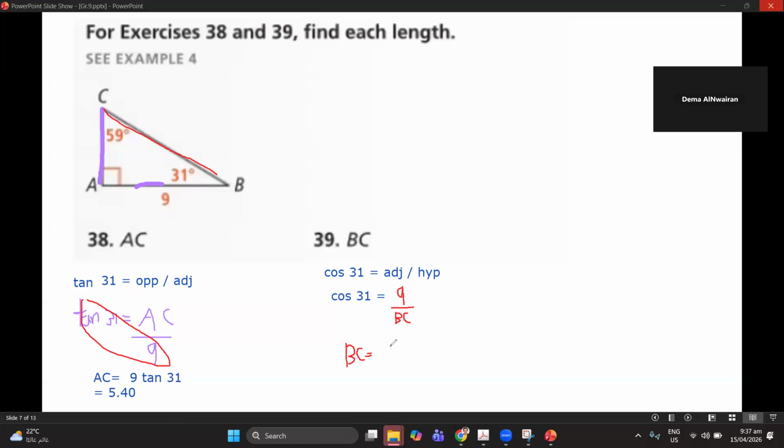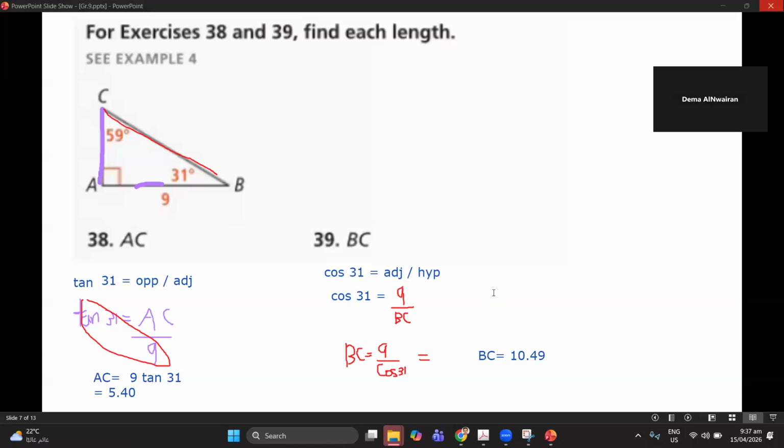So here BC will be 9 over cosine 31. Now, using your calculator, what's the length of BC? 10.49. Excellent. BC is 10.49. Is it clear? Yeah. Who can give me another way now?